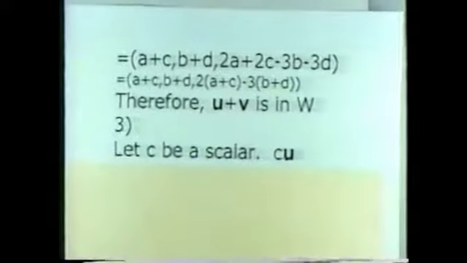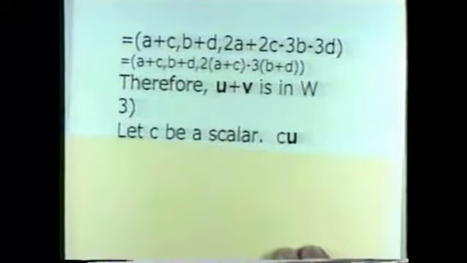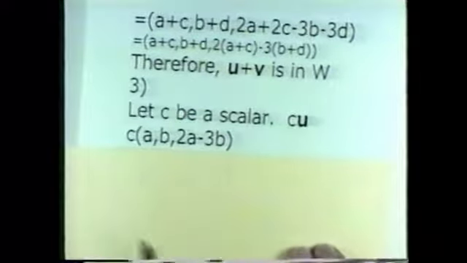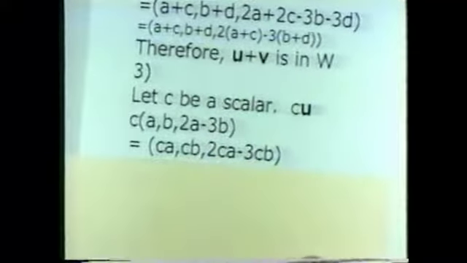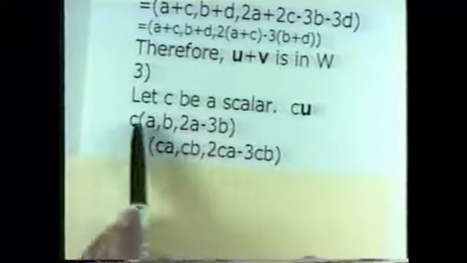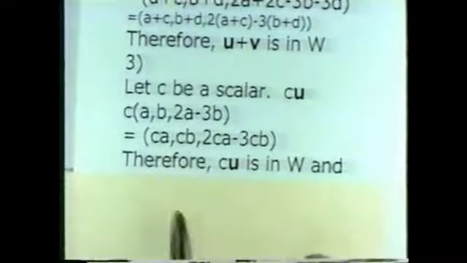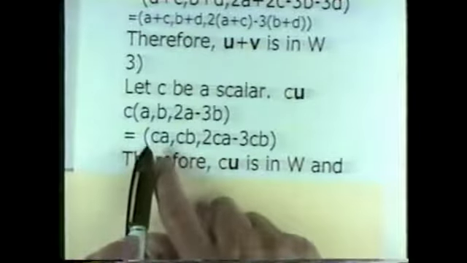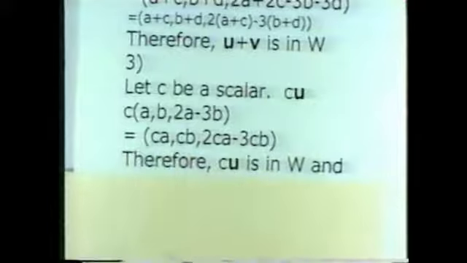Now we've got to show that scalar multiplication is closed. So we'll let c be a scalar, and let's consider cu. cu would be c times (a, b, 2a minus 3b), which is (ca, cb, 2ca minus 3cb). Well, simply multiply through by the scalar. Therefore, cu is in W, because I just let ca be x and cb be y, so I have (x, y, 2x minus 3y).